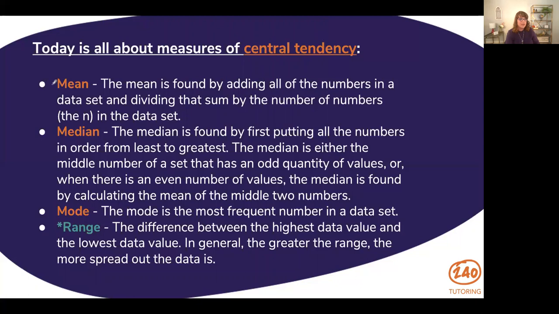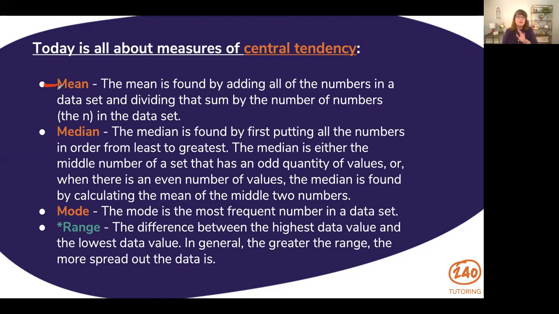If we look at mean, the mean is found by adding all the numbers that you're given, getting that sum, and dividing that sum by the number of numbers in that data set. So if you had six numbers, you'd find their sum, divide that sum by six. That's going to give you the mean. The mean is often referred to as the average. So we're looking at the average of those numbers. You need to know what that is and how to find it.